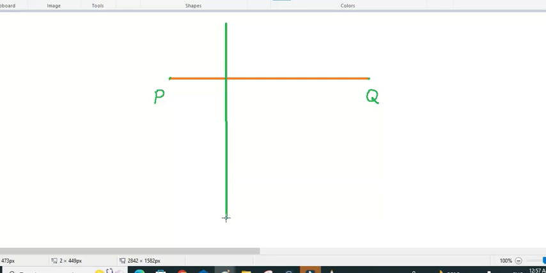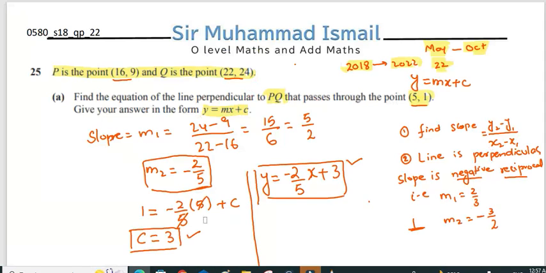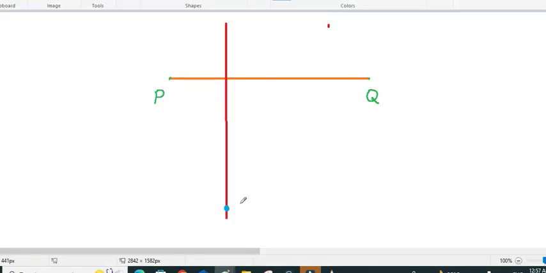This new line is actually passing through a point, okay, the coordinates of which are 5, 1, okay. You have to find out, if I call this first line as L1 and this second line, which is the required line, as L2, you have to find out the equation of L2. How you're going to proceed?